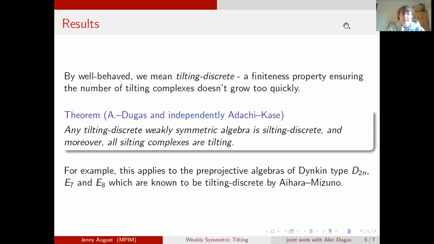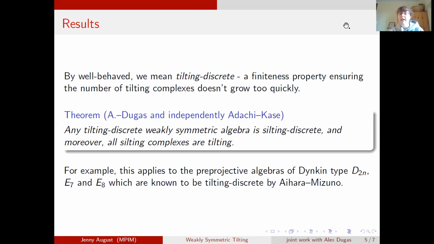But however you get to this result, you can then apply it to these preprojective algebras of Dynkin type D_{2n}, E7, and E8, which are weakly symmetric. And these are known to be tilting discrete by Ehara and Mizuno. And I think what's nice about this result is that it means that you only have to prove something about the tilting theory of your algebra, and then actually you know about the silting theory as well.